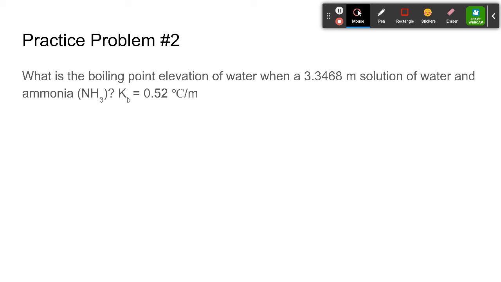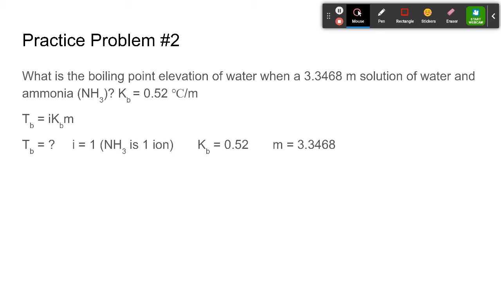Awesome. So I'm going to start again. Here's our equation. ΔTb = iKbm. We know what those represent. We're going to write out what those represent. ΔTb is what we're solving for, boiling point elevation. i, which is our Van't Hoff factor, is going to be 1 here.